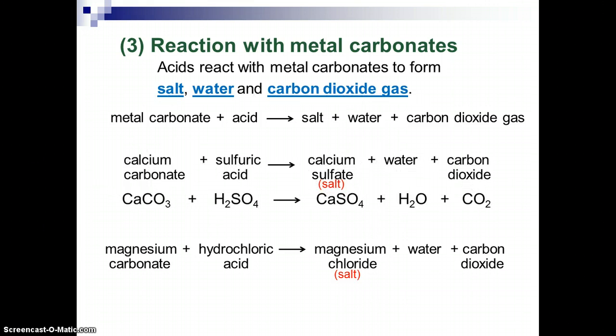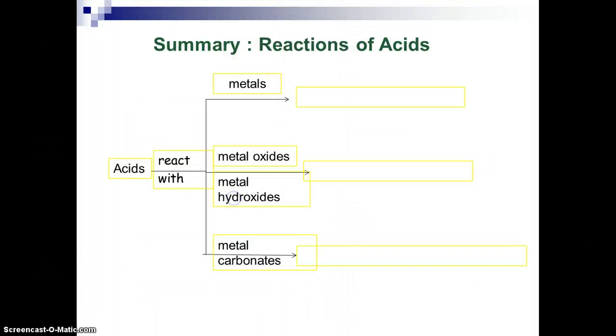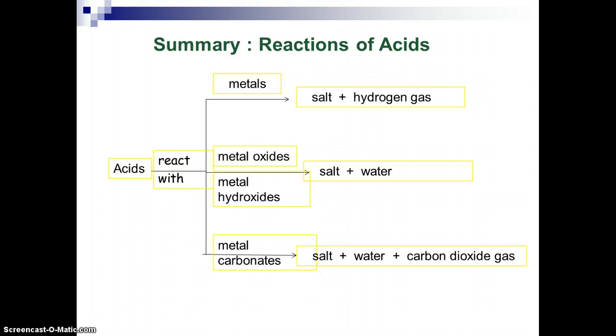And these are the balanced equations for these reactions. Alright, in summary, let's take a look at what the reactions of acids are. Acids react with metals to give you salt and hydrogen gas. Acids react with metal oxides or metal hydroxides to give you salt and water. Acids react with metal carbonates to give you salt plus water plus carbon dioxide gas.